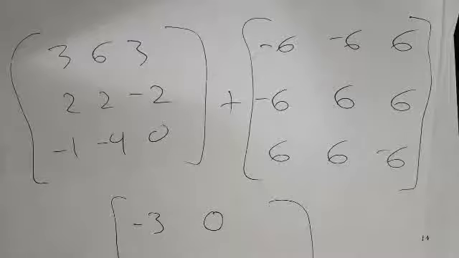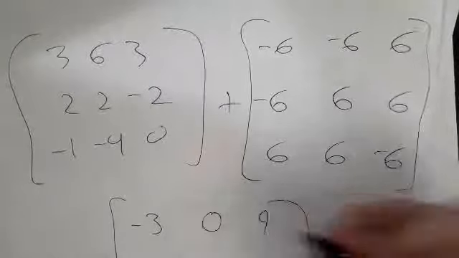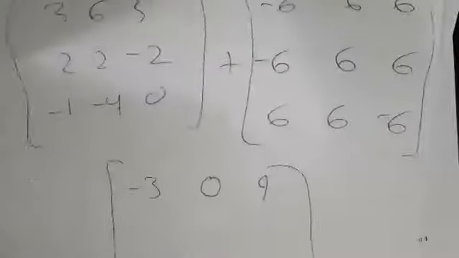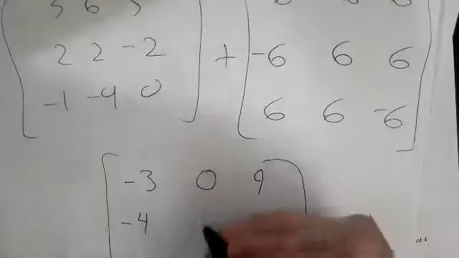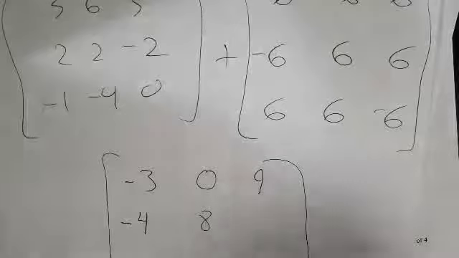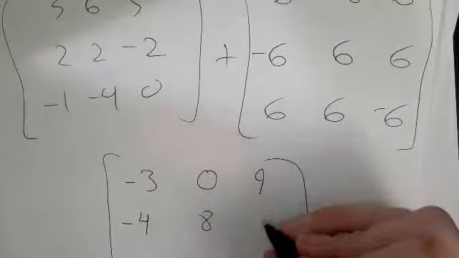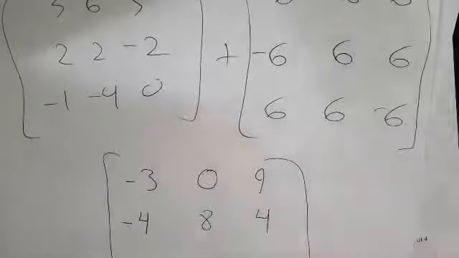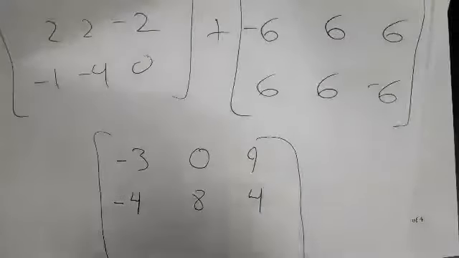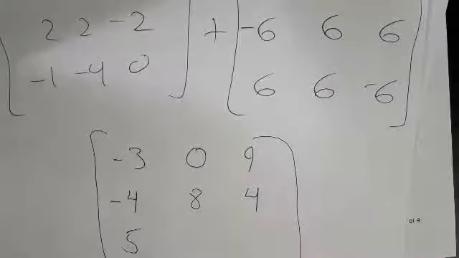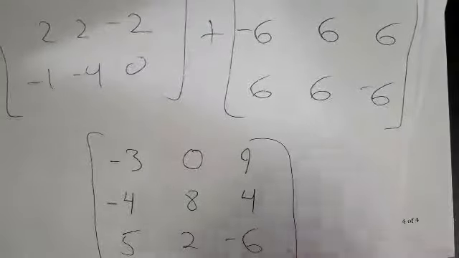What's the last one there? 9. Which one? Number 9. No, this one. Oh, yeah. Minus 6 and 2 is going to give me a minus 4. 2 and 6 is going to give me 8. Minus 2 and 6. So be careful with your negative signs. So 2 and a minus 6 is a minus 4. Minus 2 and 6 is 4. Minus 1 and 6 is a positive 5. 6 minus 4 is going to be what? 2. And then the last thing I got here, I believe, is a minus 6.